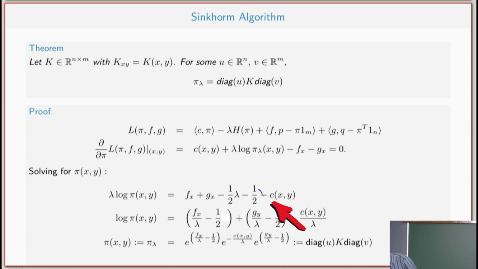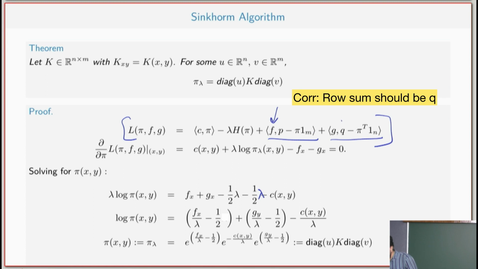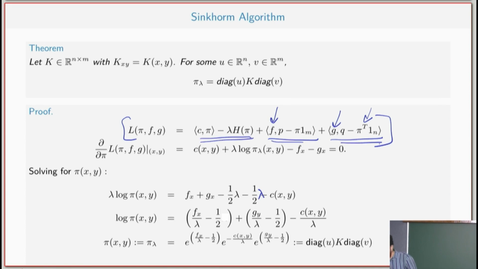So there will be a lambda term here. This is fine. Okay, this is the Lagrangian if you consider the joint, right? This was the equality constraint, and these were two, where this is the Lagrange parameter for the equality constraint that says that the pi column sum should be p, and this is the Lagrange multiplier where it says the row sum of the pi should be 1. So we incorporated this, and this was our original OT with the entropy term.